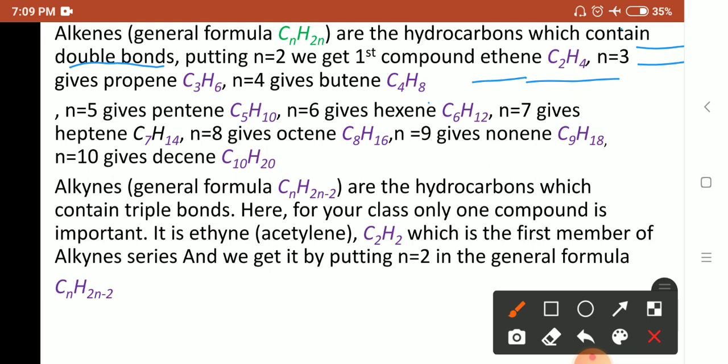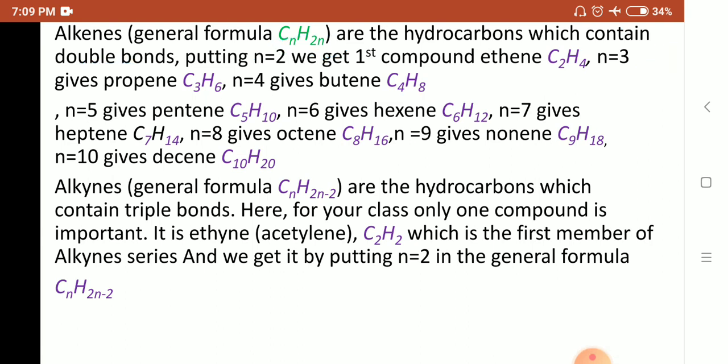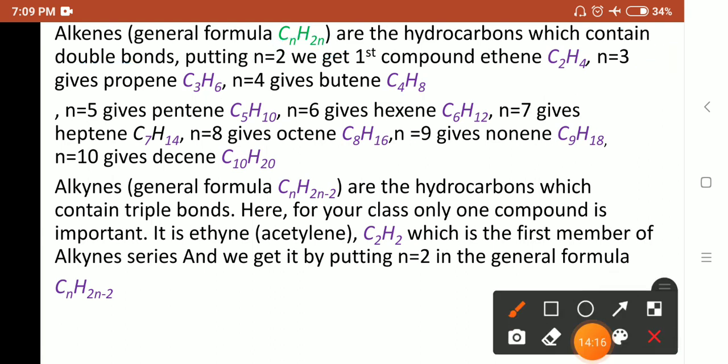Two carbons means ethane; the 2-carbon alkane is ethane. So here it contains 2 carbons but it is not an alkane. It contains a double bond, so it is ethene. Then putting n equal to 3, it gives propene, C3H6. n equal to 4 gives butene, C4H8. Like that, if you put n equal to 5, 6 in this general formula, you get up to decene, n equal to 10, C10H20.